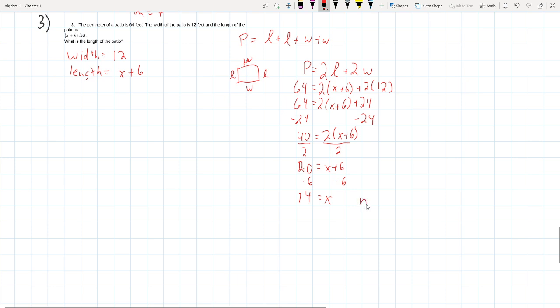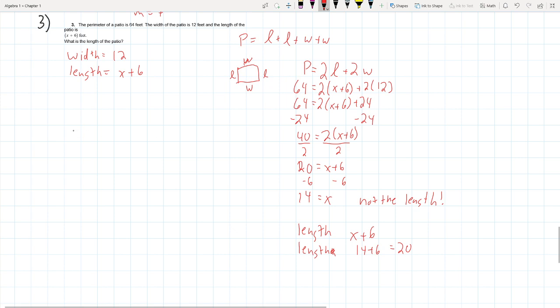Now this is not the length. And that's really tempting to be like, oh, I got the answer here. But the length is actually x plus 6. So the length of this is actually 14 plus 6, which, if you don't know, is 20.